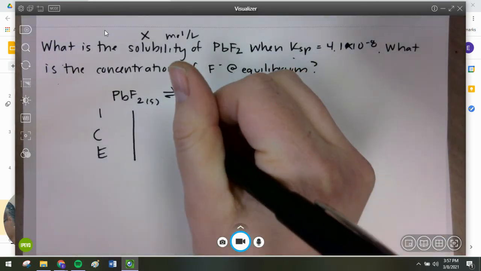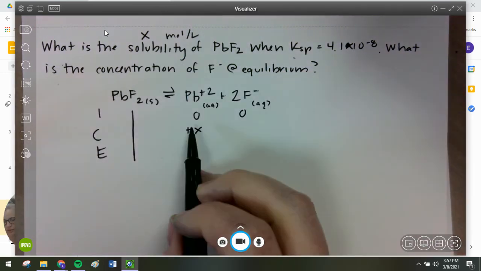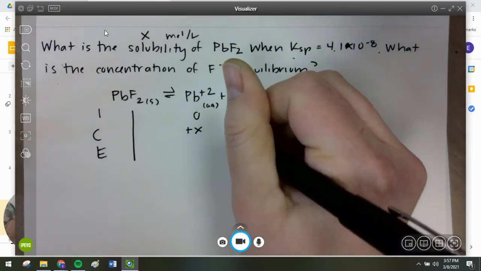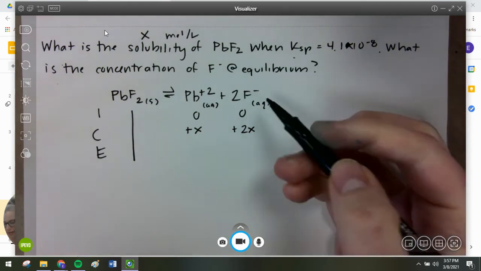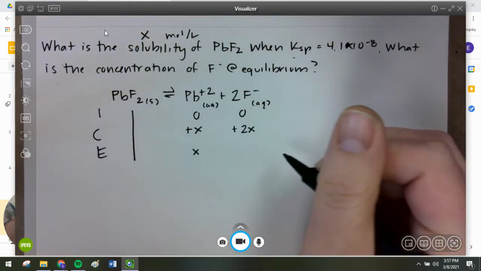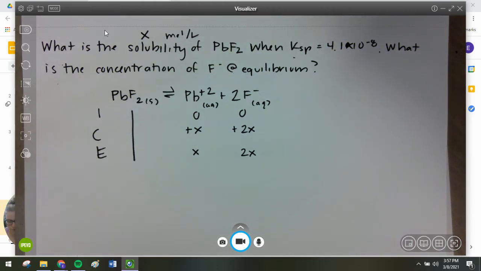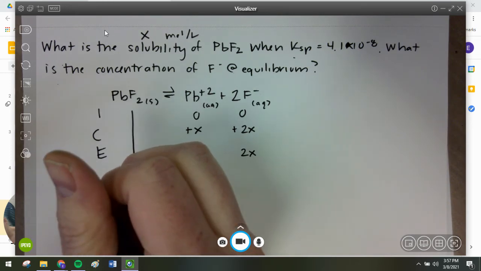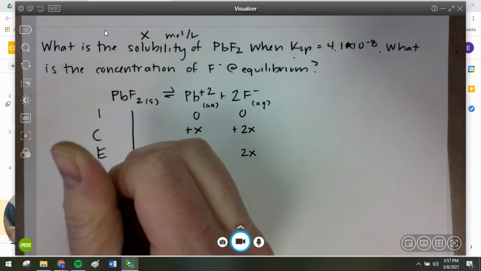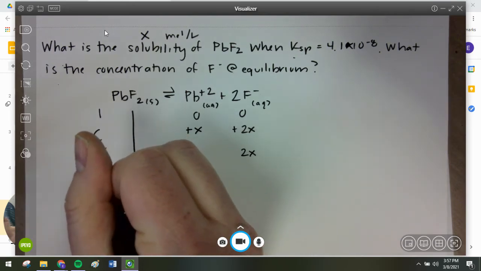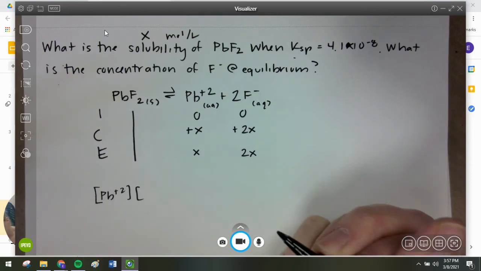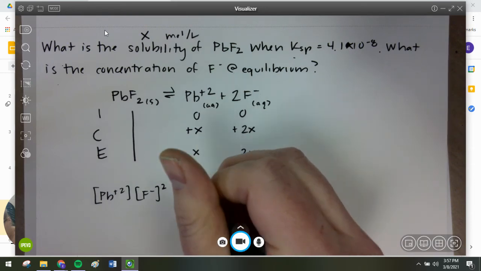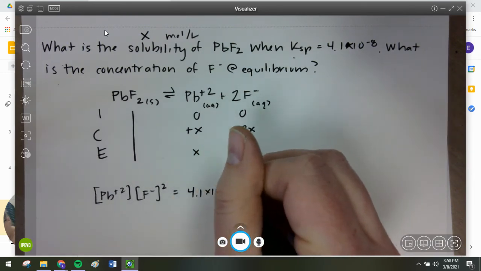Okay. Now, if you remember, the changes in this case have to be positive because I have nothing here, so we have to make some product, and it's going to be a plus X here for Pb2+, and it's going to be a plus 2X for my F- because of the coefficient here. So equilibrium is going to be X and 2X for each of these. Okay. So what I do then is take my Ksp expression and set it equal to these guys here. So my Ksp expression we talked about was the concentration of the Pb2+ ion times the concentration of the F- ion squared. And that whole thing is equal to my Ksp value, which is 4.1 times 10 to the negative 8th.